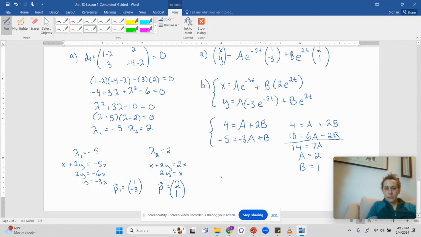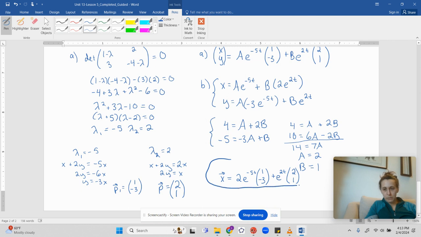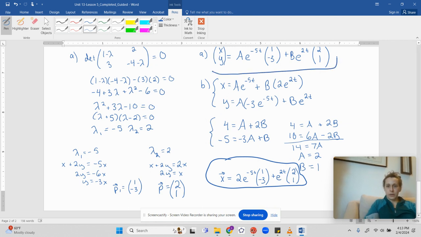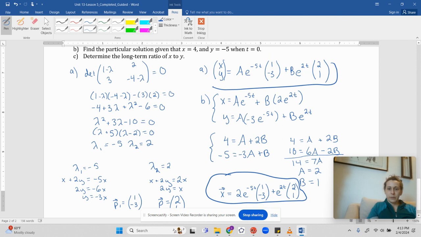I need to rewrite the entire solution, but with a and b, because it said find the particular solution. So I have 2e to the negative 5t times 1 negative 3 plus e to the 2t times 2 1. Let me put a little circle around that because it's getting a bit sloppy. There we go. That's the answer to part B. This was the answer to part A. And now we can look at part C.